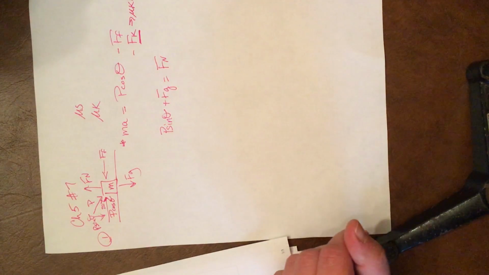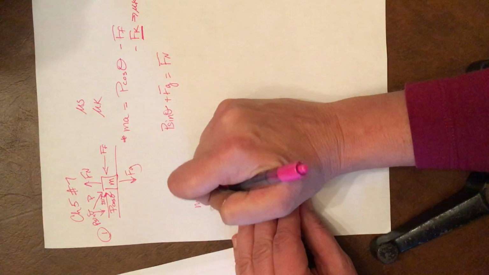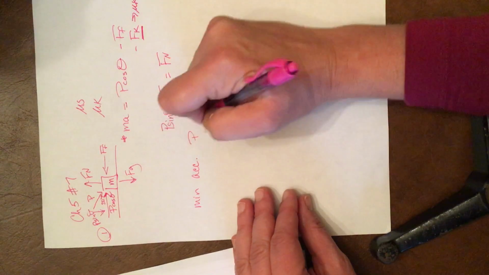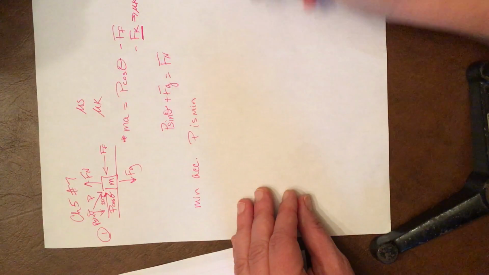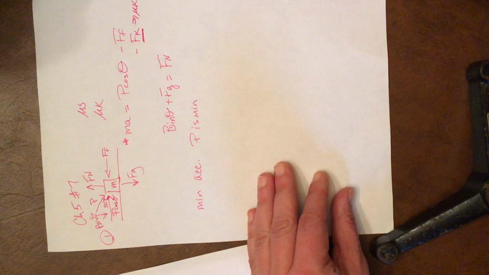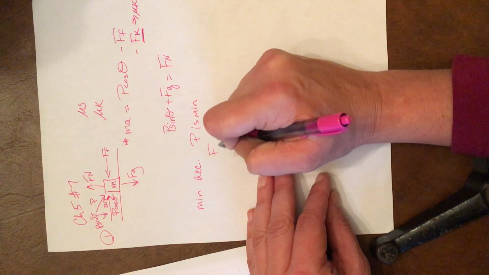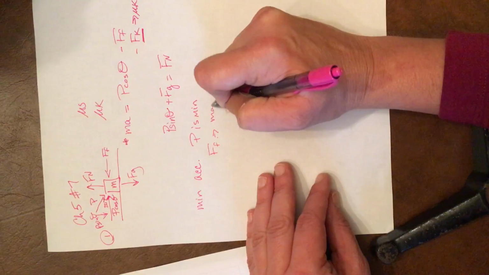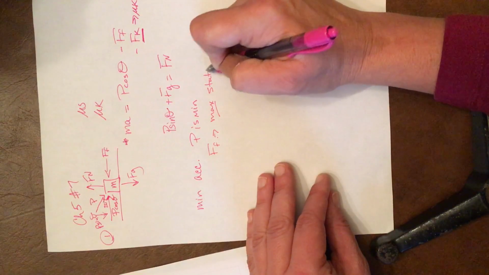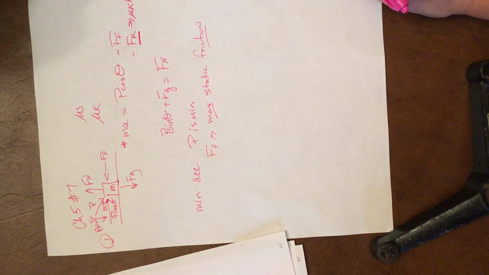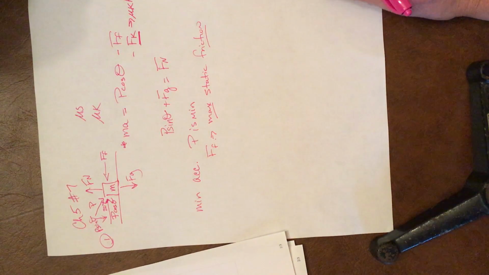Okay? Now, the last part of the question is probably the trickiest for many of you. The minimum acceleration for when P is minimum and the motion is just ready to begin. Keep in mind here, what we're talking about is we are just overcoming the static friction. So your friction is your maximum static friction. So use your coefficient of friction for static friction to find what that value is.